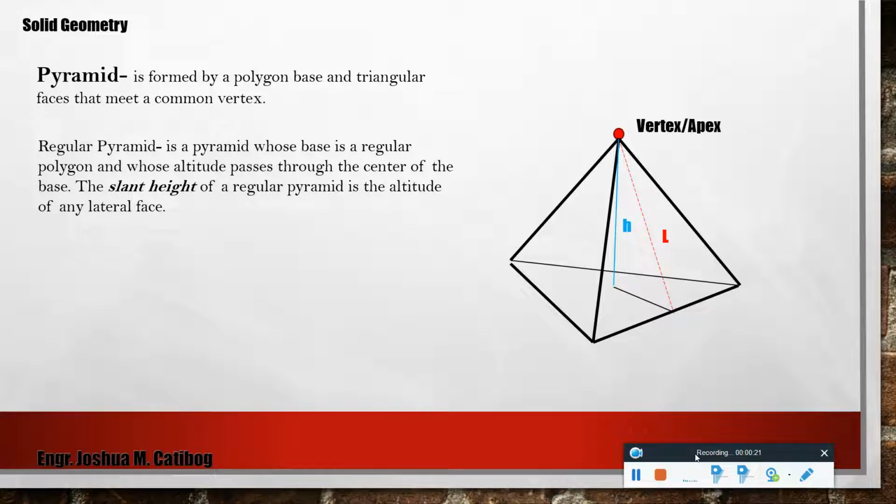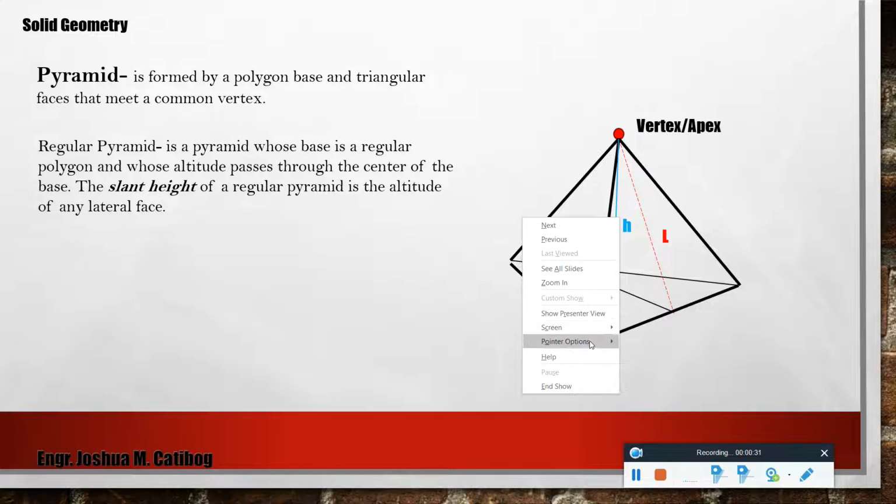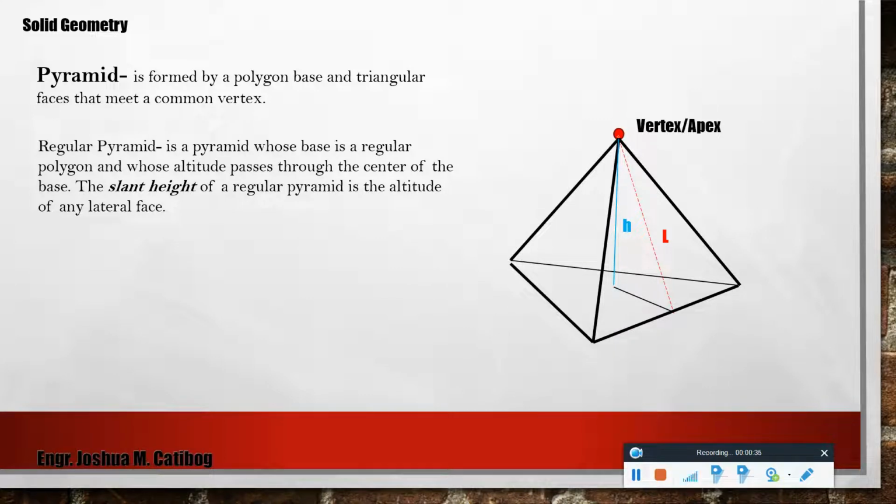Okay? So ang ating pong base po ngayon dito iisa na. Okay, at yung base po natin ay yung ilalim. At yung upper part naman po natin, tatawagin po natin siyang vertex or the apex. Okay, so ito na po yung ating magiging upper part po, which is a vertex or an apex. Okay, so let's define what is a pyramid.